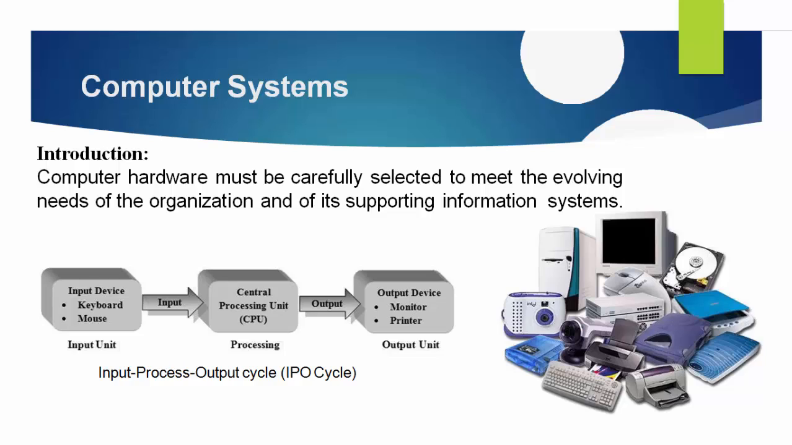What do we mean by process? Process here is nothing but addition. I am giving the input as 2 plus 3, so the processing is addition. 2 plus 3, the answer is 5, and it will be displayed on your screen or monitor. That is called an output device.